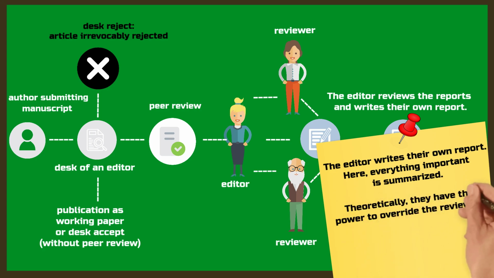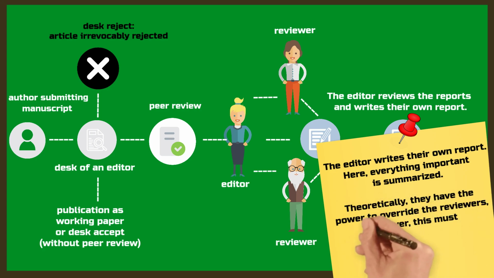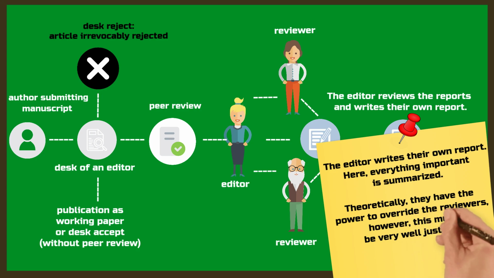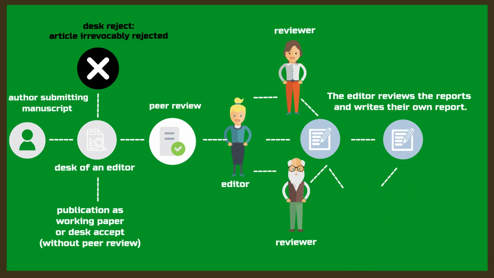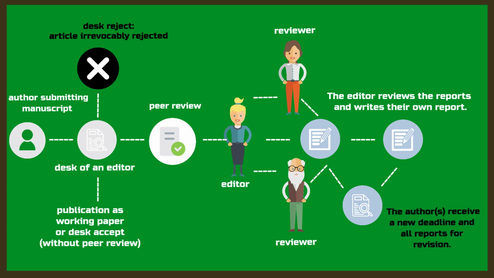The editor also decides about the next steps for the manuscript. They can follow the reviewers' recommendations or override them. In either case, all reports are sent to the authors. If the editor unjustifiably overrides all reviewers, they risk trouble from above, such as from the editor-in-chief. If the editor votes in favor of the paper, the authors receive a deadline by which they may revise their manuscript, and then the process starts over.